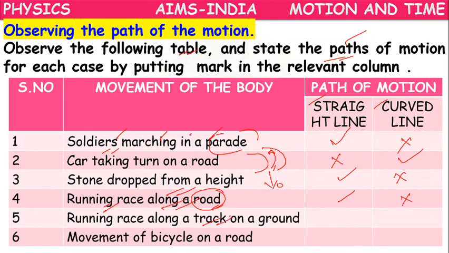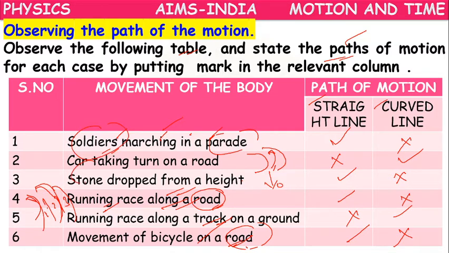Running a race along a track. Track means in the stadium, it will be in a curved manner. You will have numbers here: first track, second track, third track, like that. So it is curved, not a straight line. Movement of a bicycle on a road. Road means a straight road, straight line, not curved line. So here the path may be a straight line or a curved line. But whatever objects we have taken here, they move along with their body parts completely.